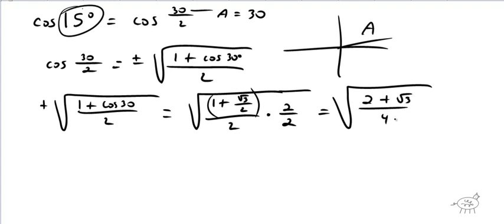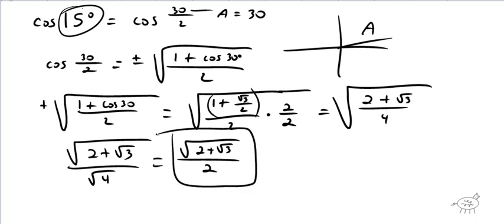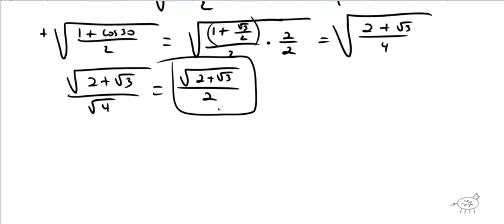Okay? And then the top part is 2 plus root 3, and the bottom part is root 4. So you really want to rationalize that denominator and get rid of the radical. That's why I split it up like that, and I get root of 2 plus root 3, over 2. And that will be your answer. Okay? So would I do it this way, or would I do sum and difference? Well, let's look at sum and difference real quickly.